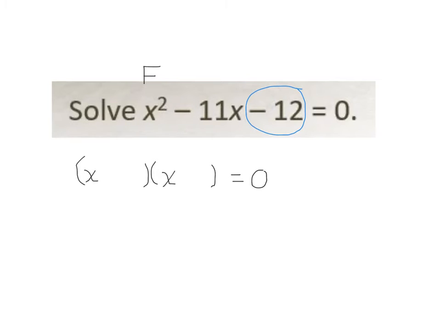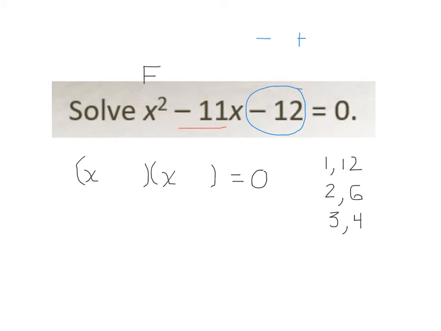Well, that means one of them has to be positive and one of them has to be negative, because that's the only way to multiply two numbers together and have it be negative. And when we add those two numbers, they have to add up to this middle term, which is negative 11, or middle coefficient. Well, the possible numbers that multiplied together can equal 12 would be 1 and 12, keeping in mind one of them has to be negative, 2 and 6, or 3 and 4.